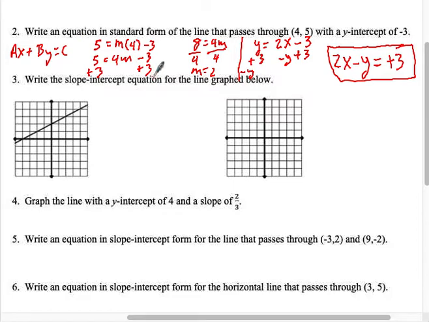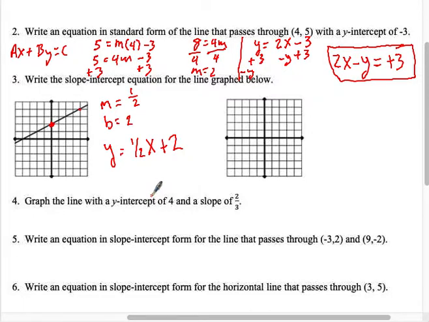All right, write the slope-intercept equation for the line graphed below. So we have a line here. To write a slope-intercept equation, I need to know 2 things. I need to know the slope. I need to know the y-intercept. Y-intercept is 2. And the slope is what? Up 1 over 2. That's the slope. Rise over run. So all I have to do then is write y equals 1/2 x plus 2.